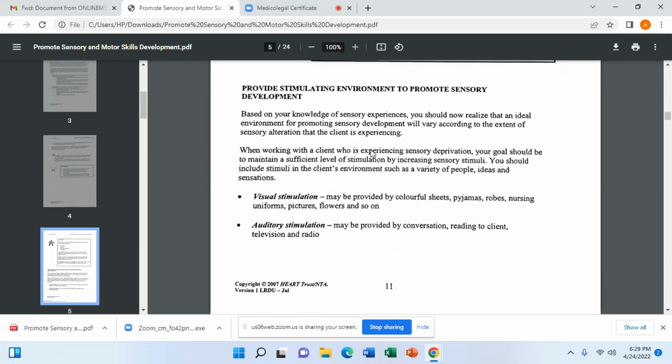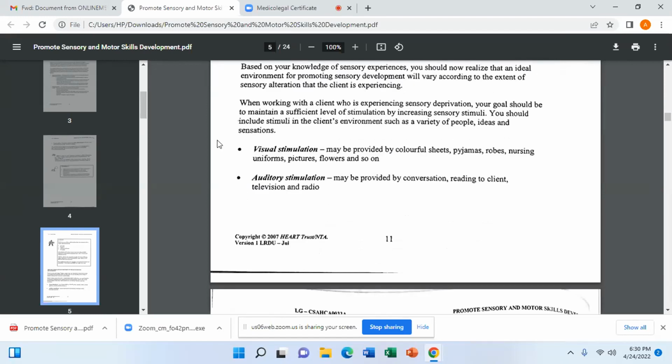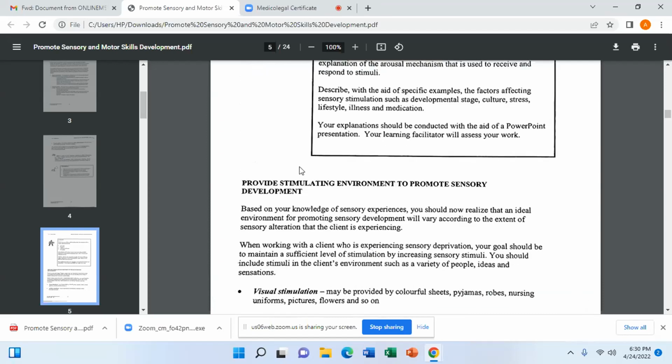When working with a client who is experiencing sensory deprivation, your goal should be to maintain a sufficient level of stimulation by increasing sensory stimuli. You should include stimuli in the client's environment, such as a variety of people, ideas, and sensations. Visual stimulation, auditory stimulation. Visual stimulation may be provided by colorful sheets, pajamas, robes, a nursing uniform, pictures, flowers, and so on. So remember, we're trying to promote sensory development with the environment.